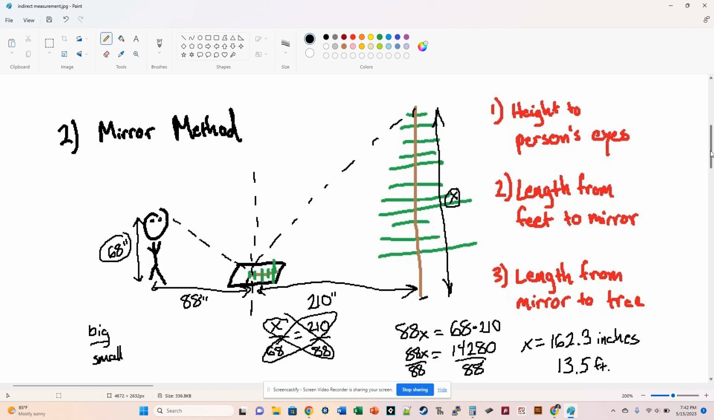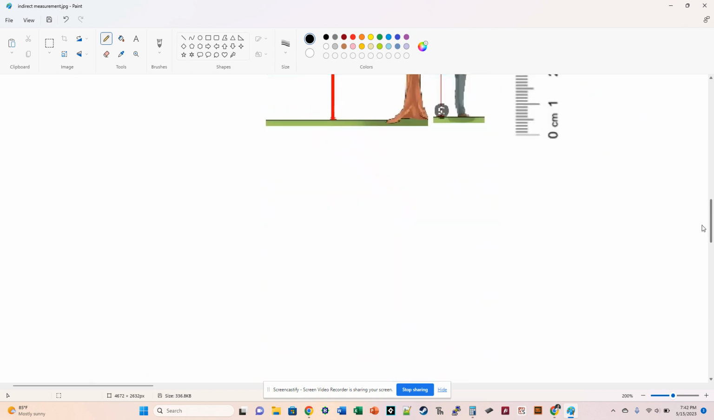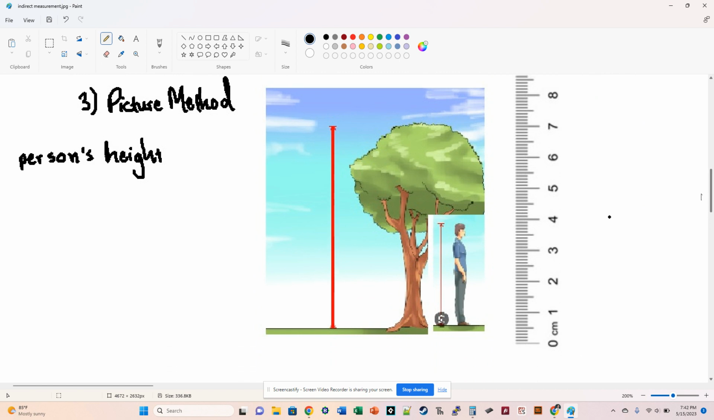You have one final calculation to make, and that's the picture method. Here, this is a picture of me standing next to the tree. Let's pretend I'm standing really close to the tree and the photographer took a good picture. You should have recorded just one thing here, the person's actual height in real life. So that would be, in my case, 5 foot 11. And I'm going to convert that, as always, to inches. So 71 inches.